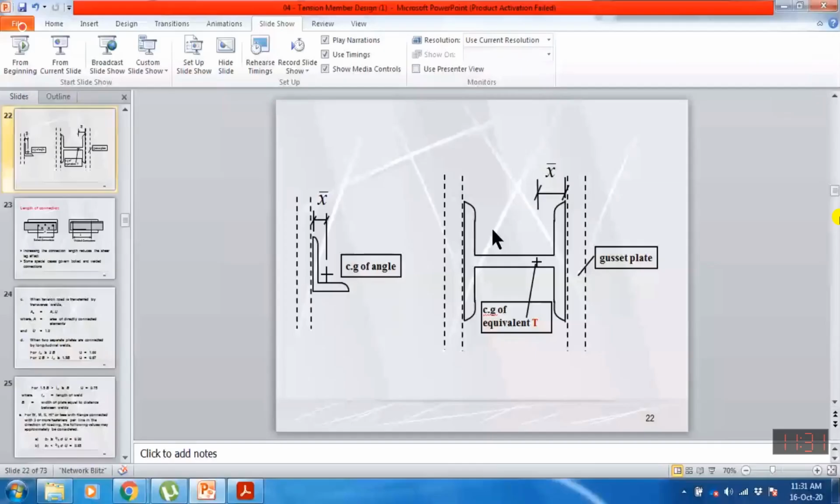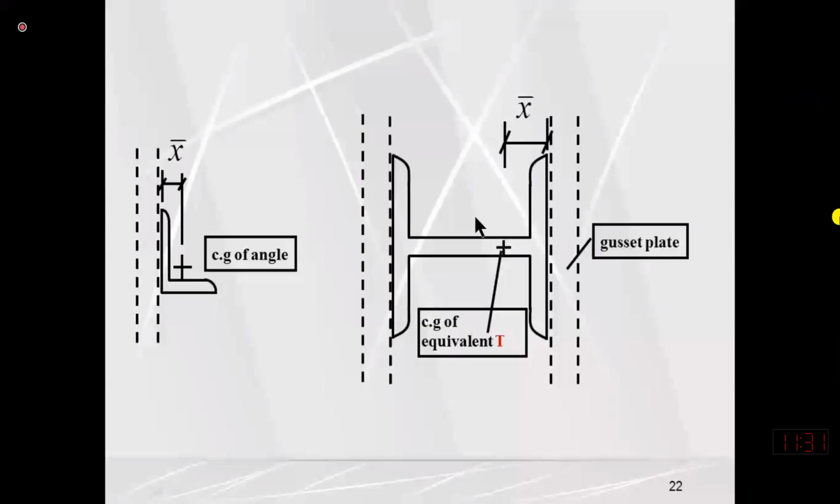Sorry. Okay, in case of our I section, half of the I section is connected with the gusset plate from one side and half is connected on the other side. This means that if one half is connected on one side, that half section behaves like a T section. So in that case, for the half section, which acts as a T section, we have to determine the centroid of that equivalent T section and the distance of that centroid.